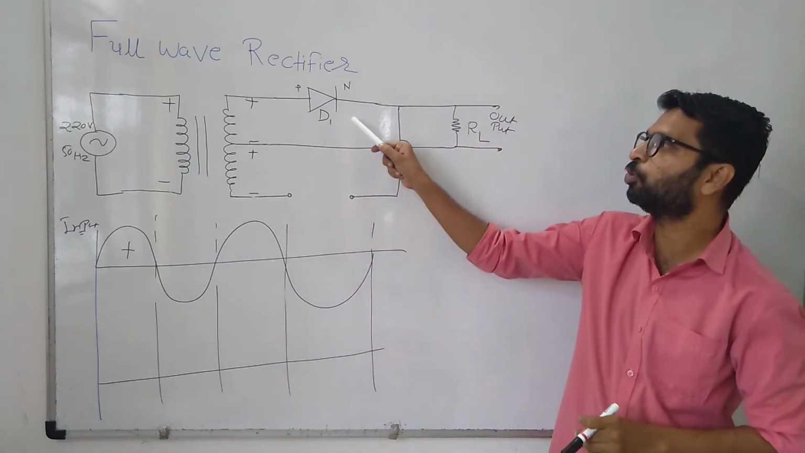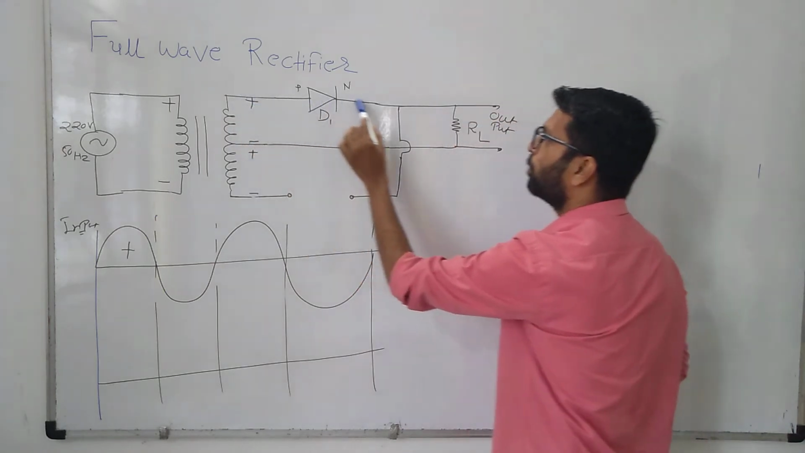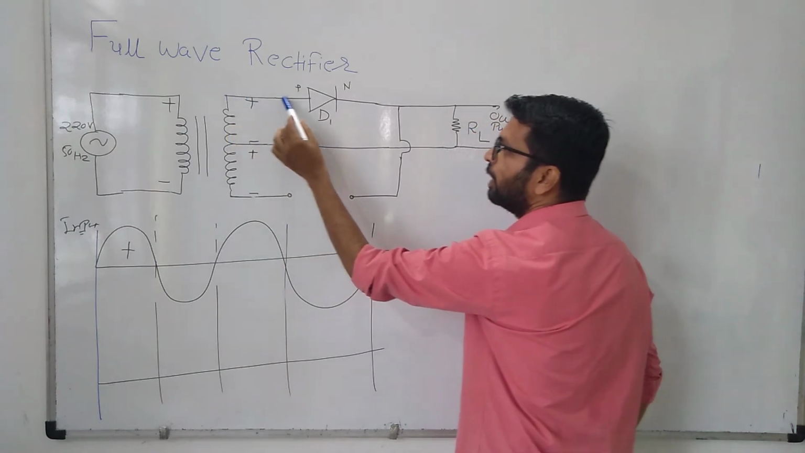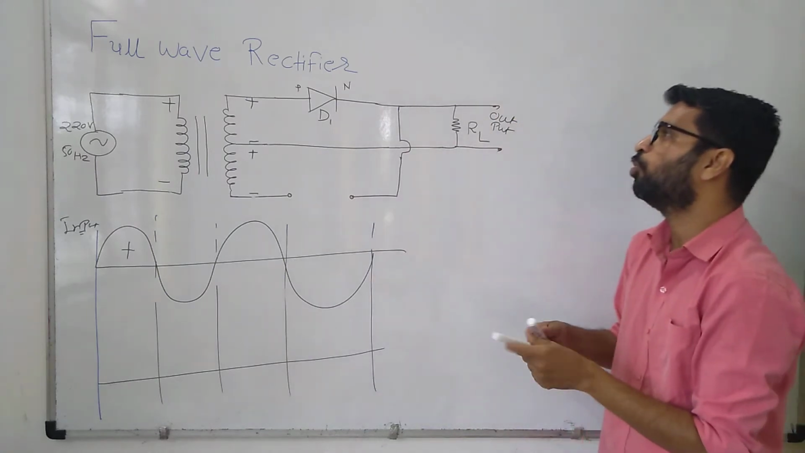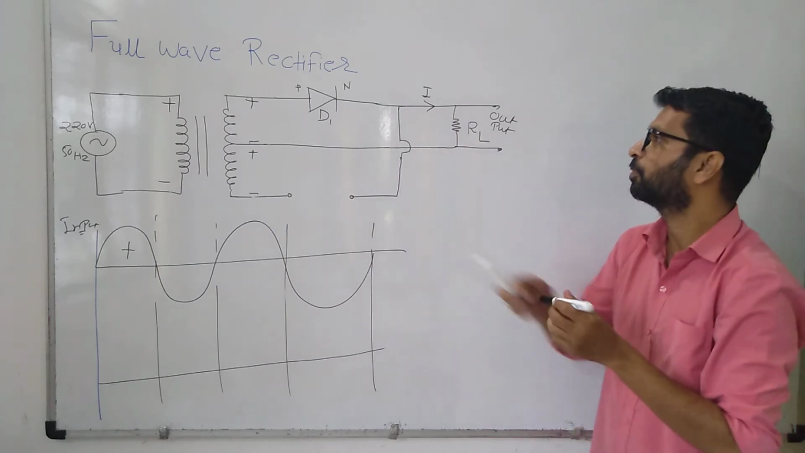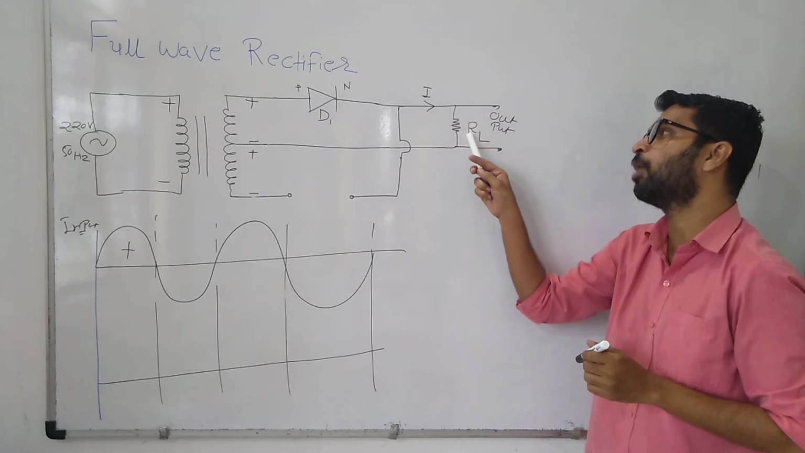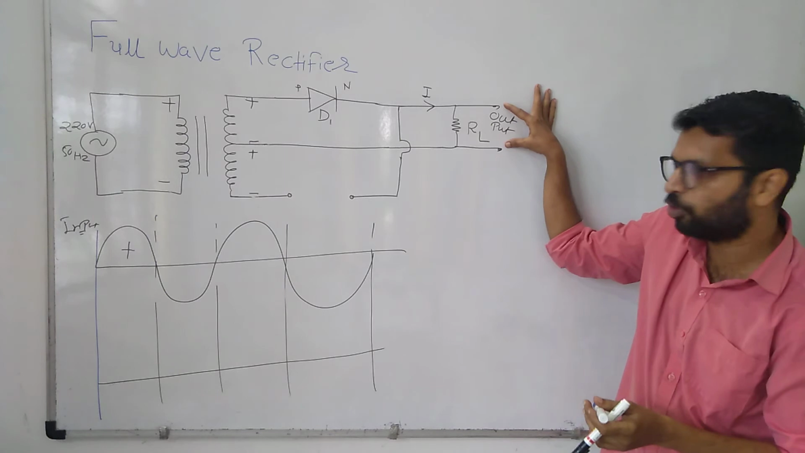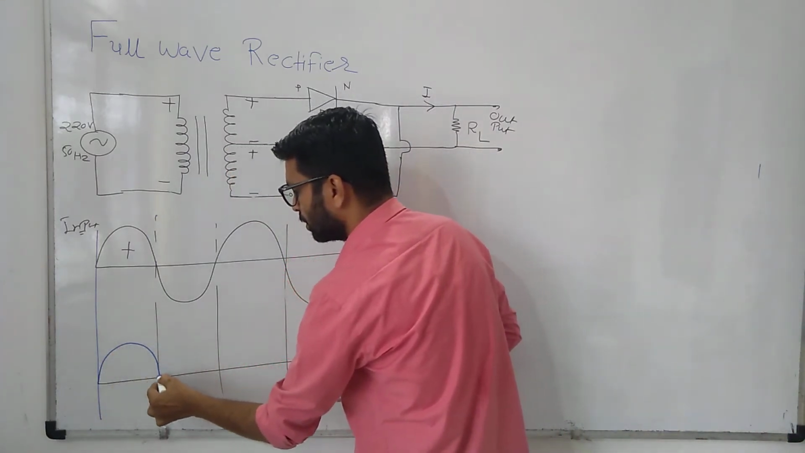Current will flow through only diode D1, in this way, from here to the load resistance and again to the transformer. When the current passes through this diode, it also passes through the load resistance. So I into R, current into resistance, becomes voltage. So we will get some output voltage, and we will draw it here, the output voltage.